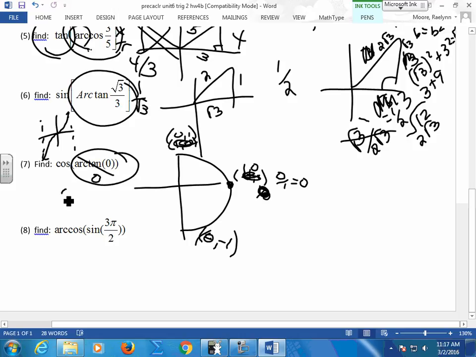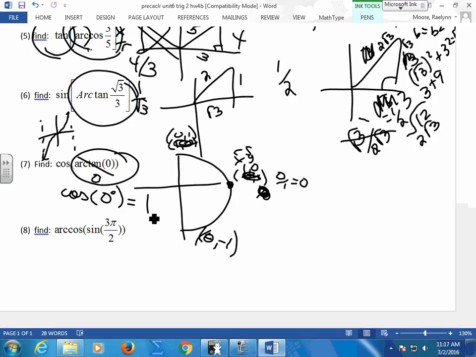So now, what's the cosine of, let's just say 0 degrees? The cosine is the x or the y? The x. 1. Good? Oh wait, I got it right. But I got it right the wrong way. You got it right the wrong way.